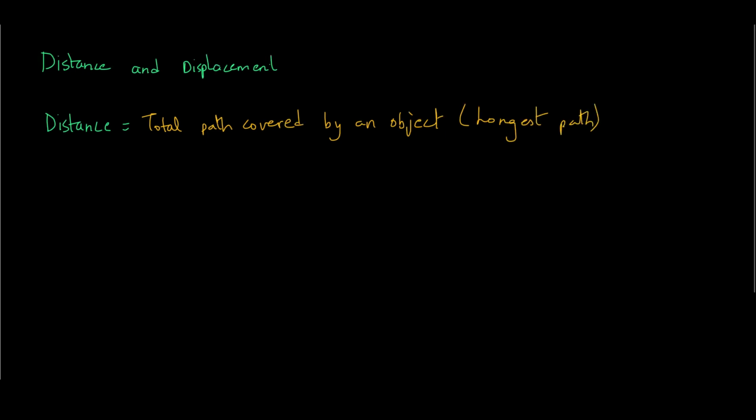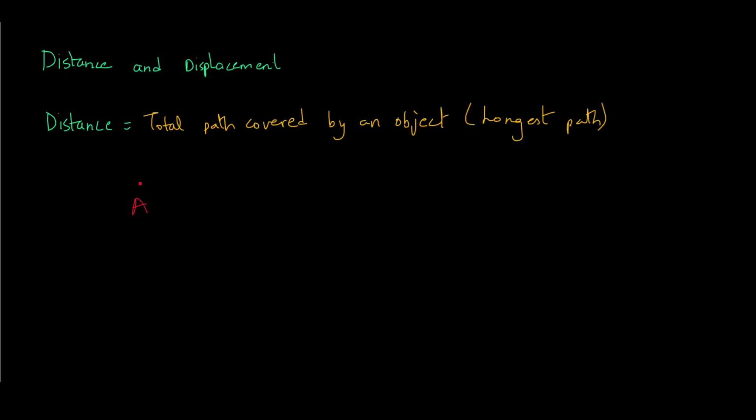For example, if we consider an object at position A which has to move from position A to position B, and it is around 1000 meters. Therefore, you say that the total distance traveled by the object from position A to position B is 1000 meters. Here the distance is 1000 meters. This is the total path it has to cover.